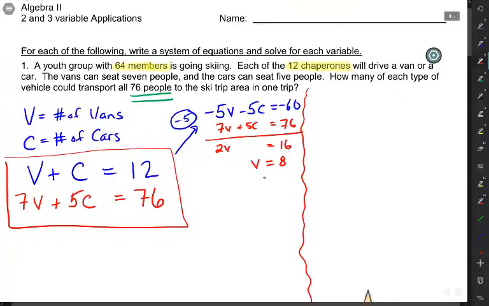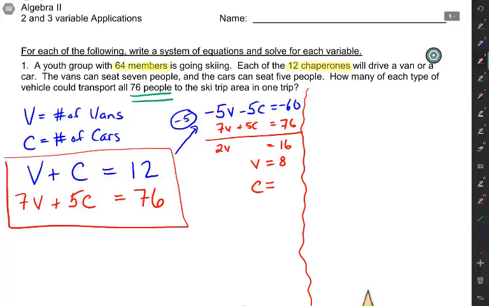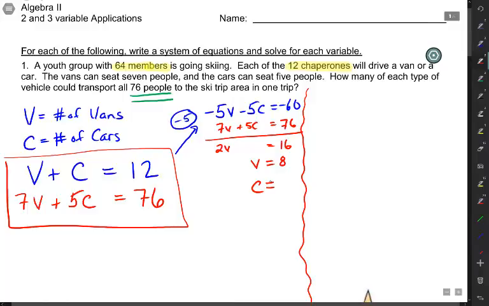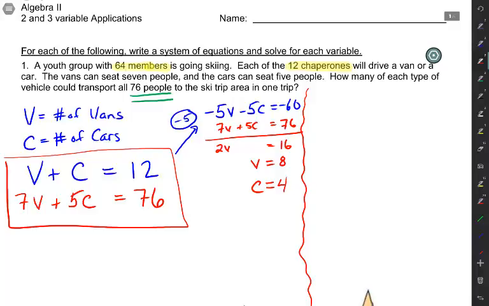How can you very quickly then tell me, hey, what does C equal? You plug it back into the first equation and say 8 plus C equals 12 and then subtract 8 from 12. Okay, so we're going to plug it right back into this first equation. And so 12 minus 8 is 4. Pretty straightforward?